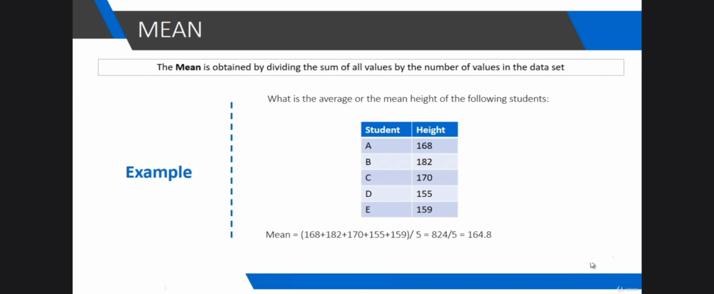So if the class contained only 5 students, this will be the population mean. But if the class contained 50 students and we were using data of 5 students to calculate the mean, then this will be the sample mean, because this is a sample of 5 students out of the 50 students. So depending on what mean you are representing, you'll use the symbol here. If it is population mean, then you'll write mu is equal to 164.8. If it is sample mean, you will write x bar is equal to 164.8.